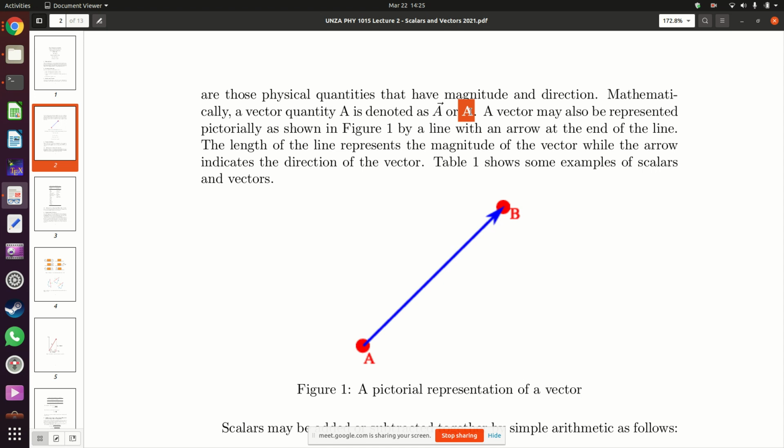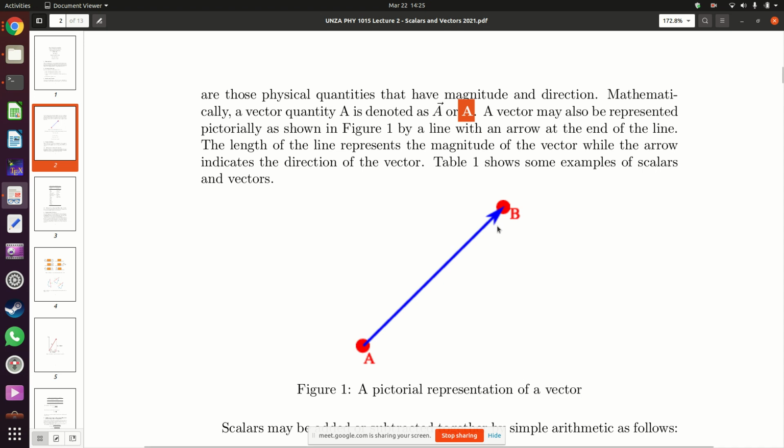You can also represent these vectors in terms of a picture. For example, as you can see here in figure number one, there's point A and also point B. We are interested in this distance between A and B, the size of the separation. Since it's a length, it's going to be measured in meters, but we are also interested in the direction in which we are moving. So we are moving from A to B. The arrow at the end shows the direction in which we're moving.